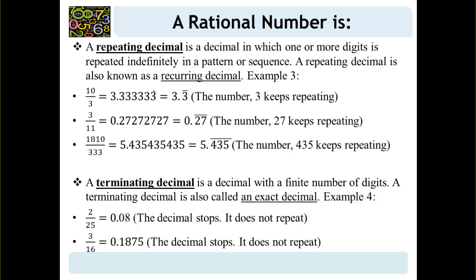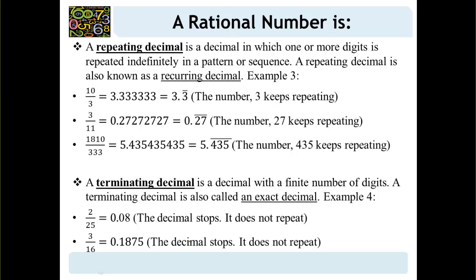In the second example, we notice that 27 keeps repeating, so we put the bar above it. So in this first example, one number keeps repeating. In the second example, 2 numbers keep repeating. And in the third example here, we see 435 keeps repeating. So we put the vinculum sign above it. Now, that is for repeating decimals.